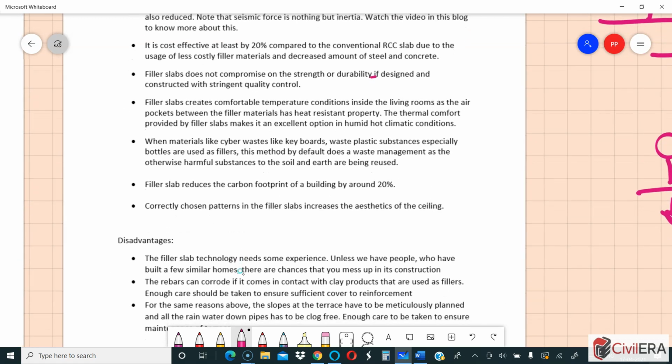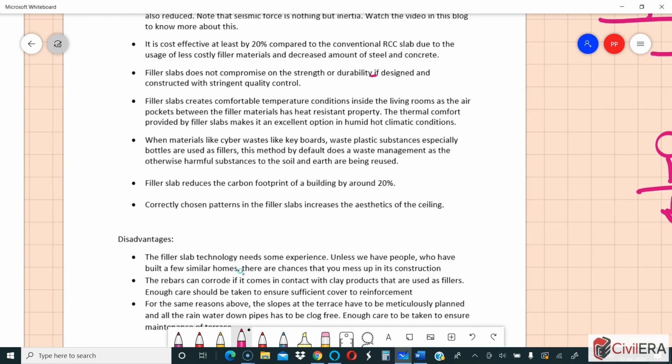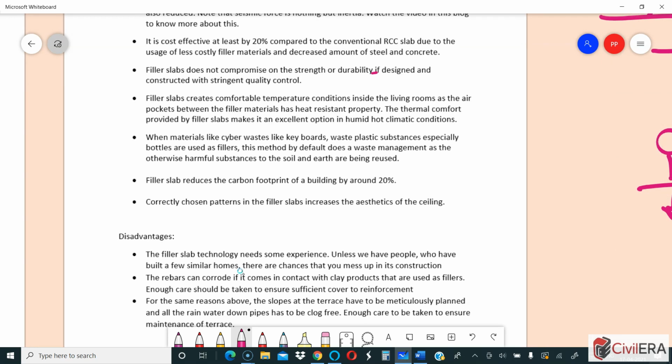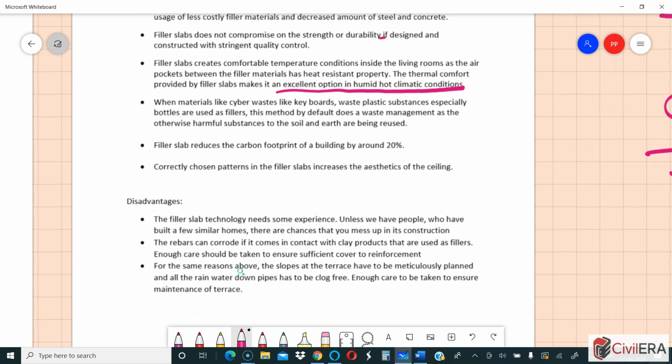Filler slabs do create comfortable temperature conditions inside the living room, as the air pockets between the filler materials have heat resistant property. The thermal comfort provided by filler slabs makes it an excellent option in humid, hot climatic conditions. That's something we need to understand. When materials like cyber waste, like keyboards, waste plastic substances, especially bottles, are used as fillers, this method by default does waste management for you. So that's another point that you need to consider if you are adopting this.